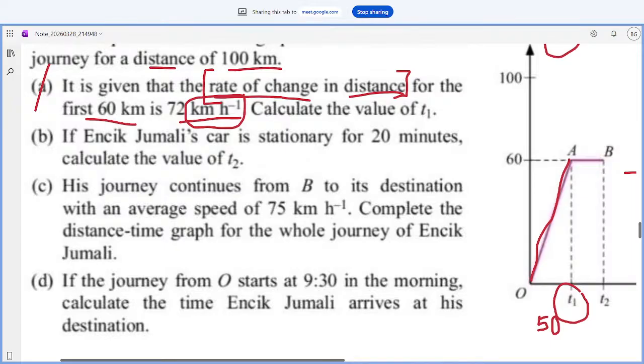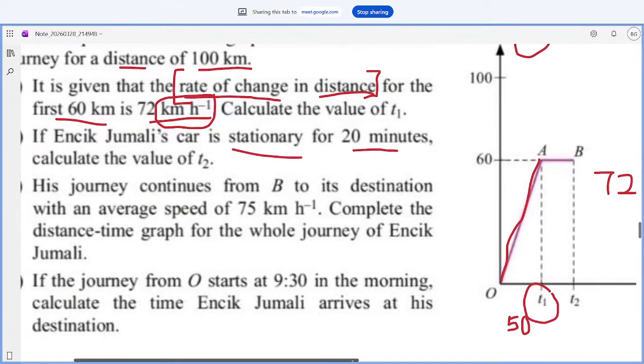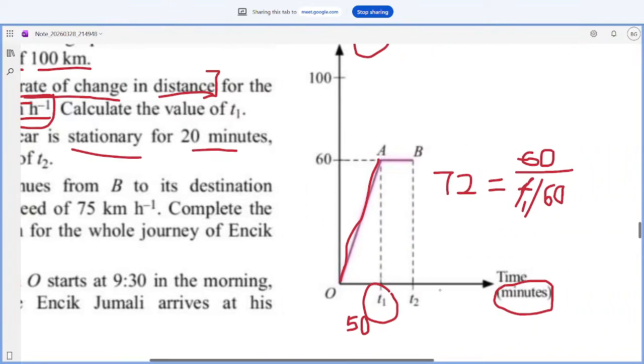Alright. For part B, they say Encik Jumaili's car is stationary for 20 minutes. Calculate the value of T2. Very simple guys. Kalau 20 minit tak bergerak, maksudnya T2 berapa guys? Simple. T1 is 50, 20 minutes rest. T2 dapat berapa? Yeah, 50 plus 20. So your T2 is 70. Simple kan? That's all.